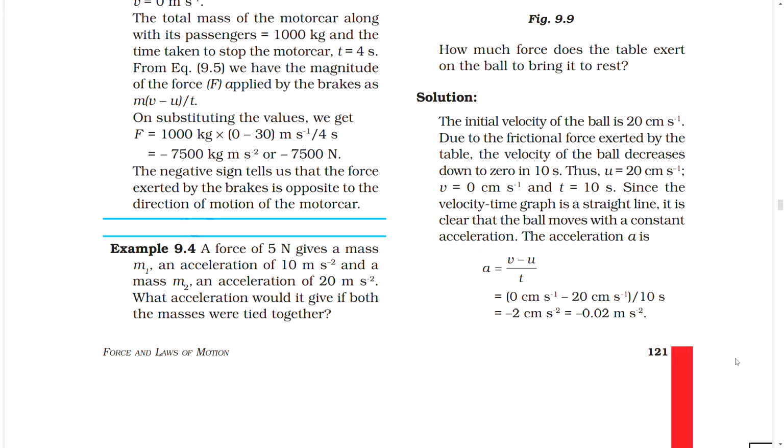Due to the frictional force exerted by the table, the velocity of the ball decreases down to 0 in 10 seconds. Thus, u equal to 20 cm per second, v equal to 0 cm per second and t equal to 10 seconds. Since the velocity time graph is a straight line, it is clear that the ball moves with a constant acceleration. The acceleration a is a equal to v minus u by t equal to 0 cm per second minus 20 cm per second by 10 second equal to minus 2 cm per second square equal to minus 0.02 meter per second square.